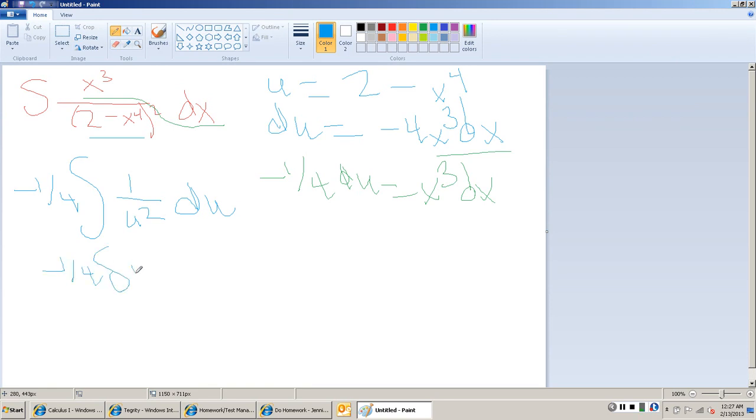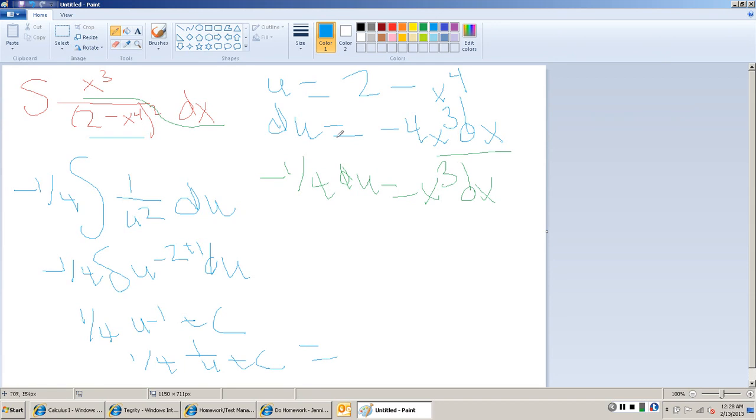I'm going to rewrite this because I prefer to work with negative exponents. So I'm going to add 1, and this will become negative 1. So I have 1/4, the negatives cancel each other out, and I have u to the negative 1 plus c. So that's 1/4 over 1 over u plus c.